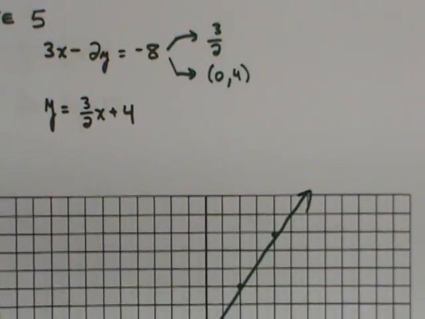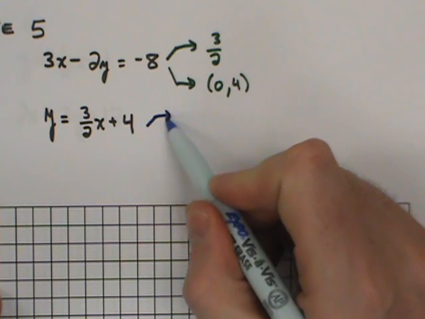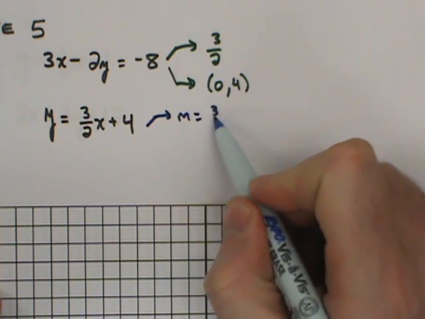I move to the second equation. As I move to the second equation, we notice that it's in the slope-intercept form. I look at the slope. The slope is 3 halves.